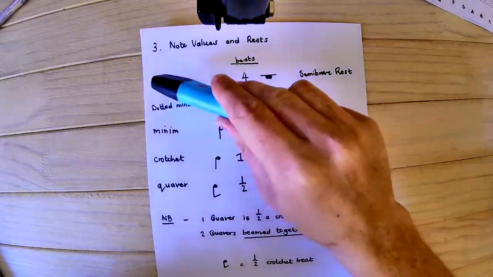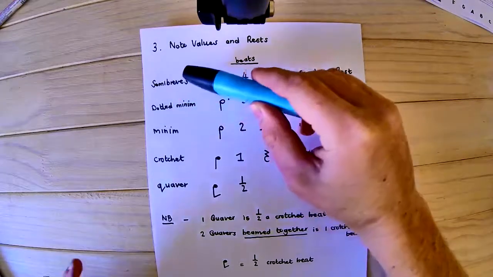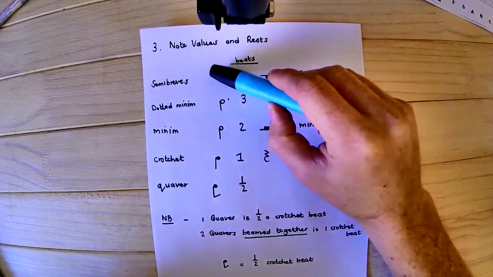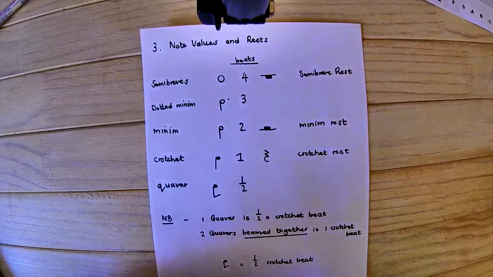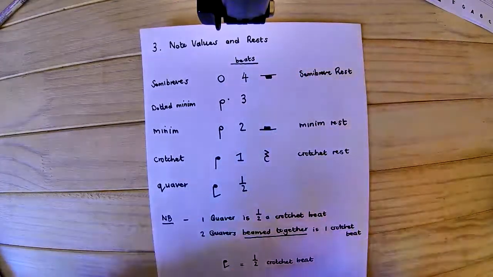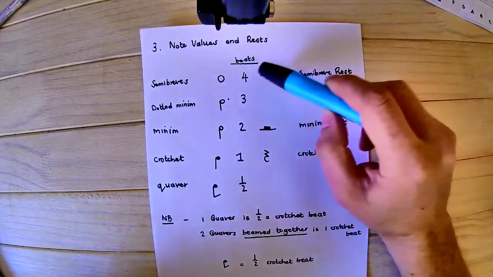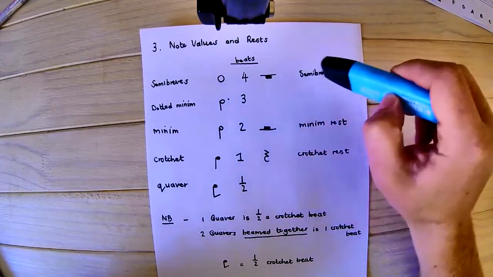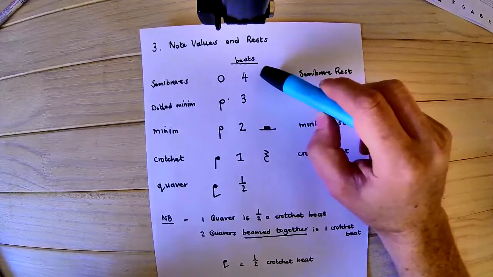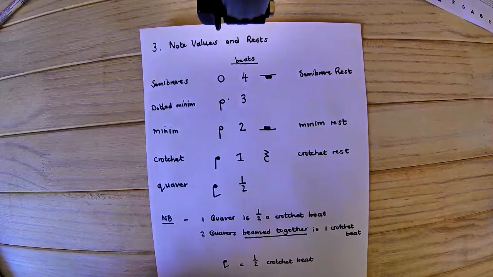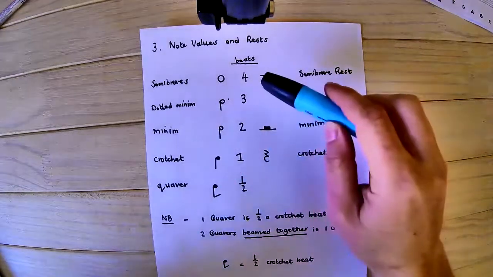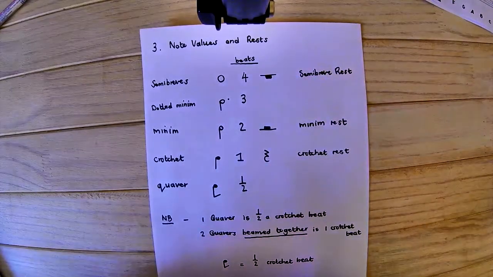First things first, the semibreve is a big fat round note like so, and it counts 4 beats, or 4 crotchet beats actually. And the equivalent rest, the semibreve rest, is an upside down hat. I always tell my students that it is a man with a belly, and he's eaten so much that he has a hanging belly.